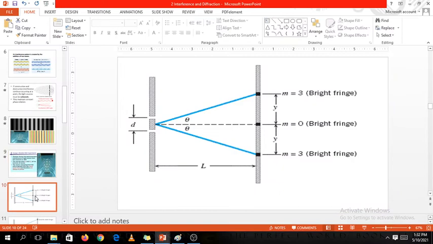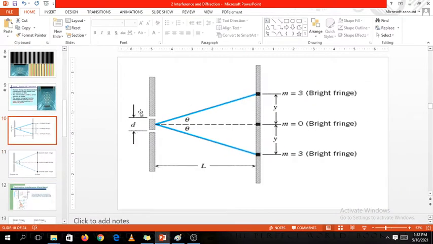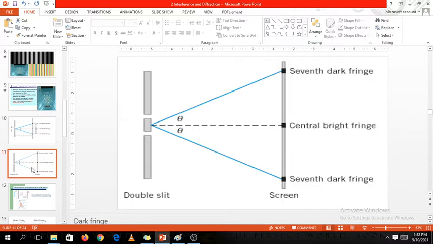Okay, so now that we have introduced the formula: of course, you have the lowercase d for the distance between two slits. Because there are two waves spreading, they have the same angle. Then m is your order number, and y is the distance of the order from the central bright fringe. And L is the distance from the slit to the screen.